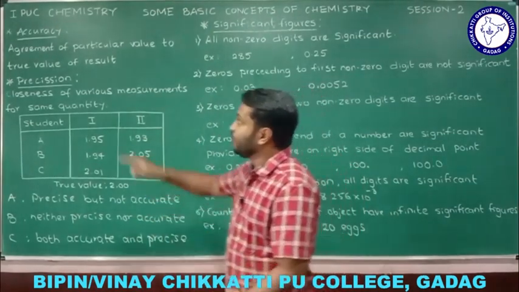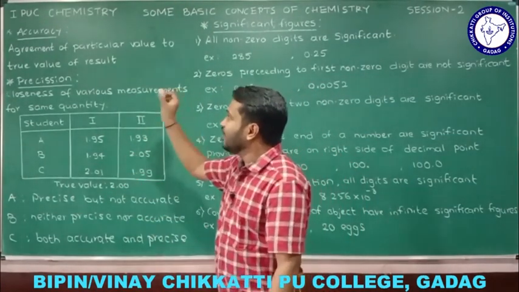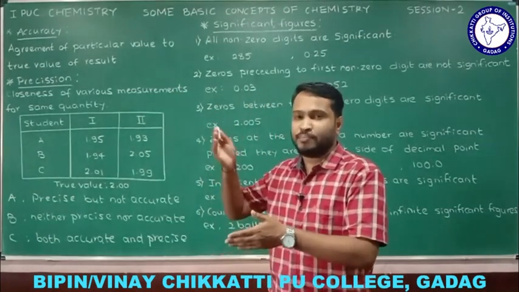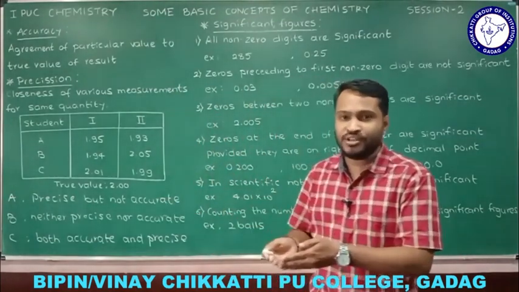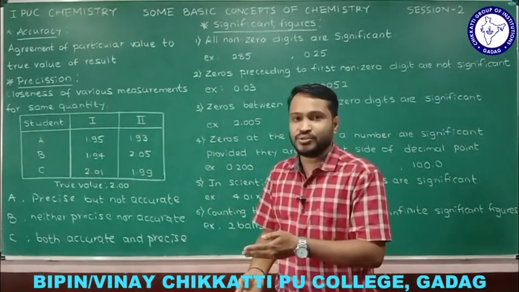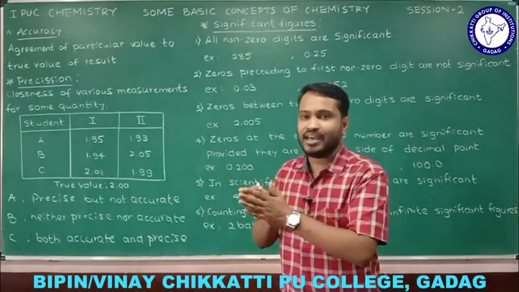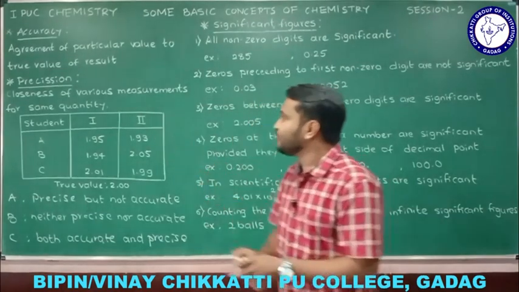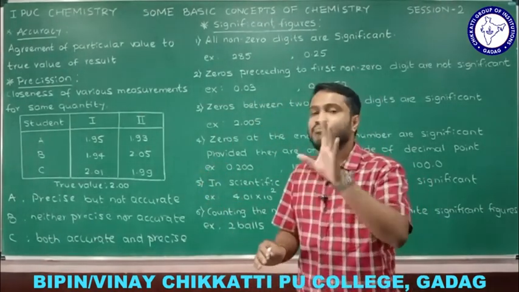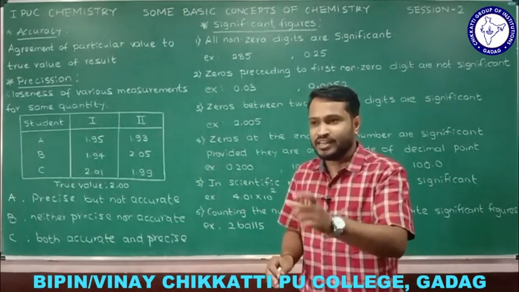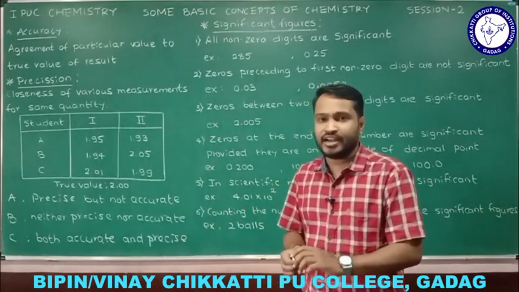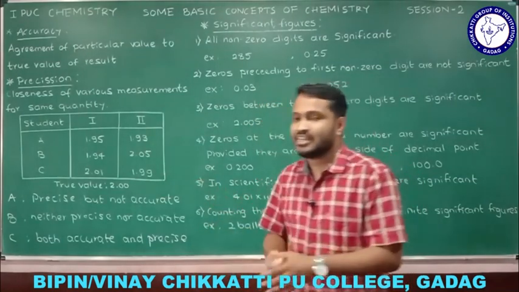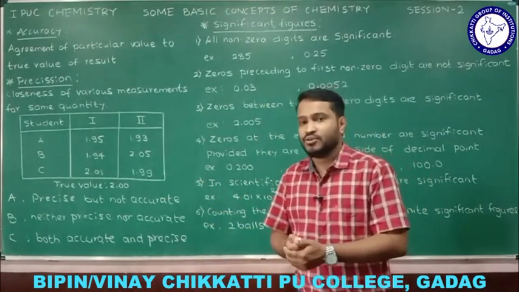I repeat, remember, accuracy is nothing but agreement of a particular value to the true value. We are supposed to compare the particular value and the true value. If they are almost nearer to each other, accuracy. If not, we call it no accuracy. Precision is the closeness of various measurements for the same quantity. For the same quantity, if the different readings we get are nearer to each other, then we can say it is precise. If not, we say not precise.